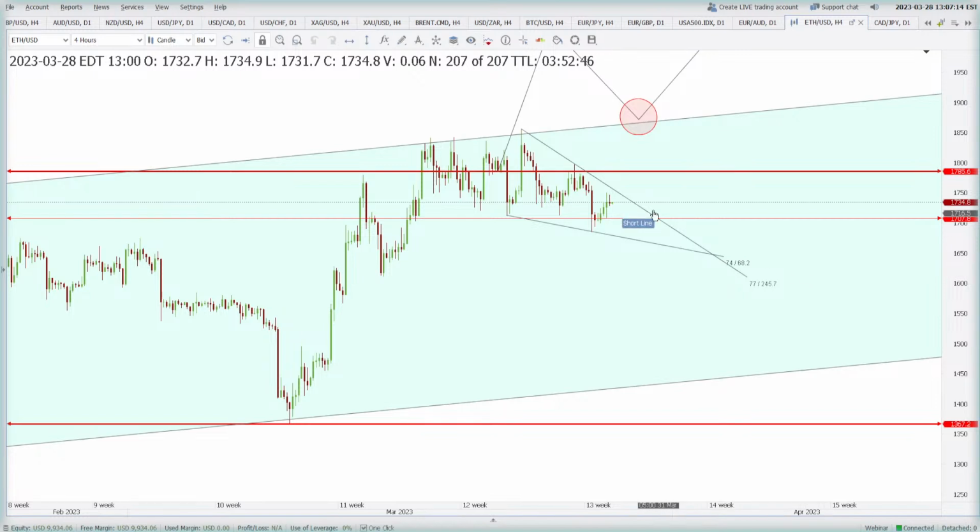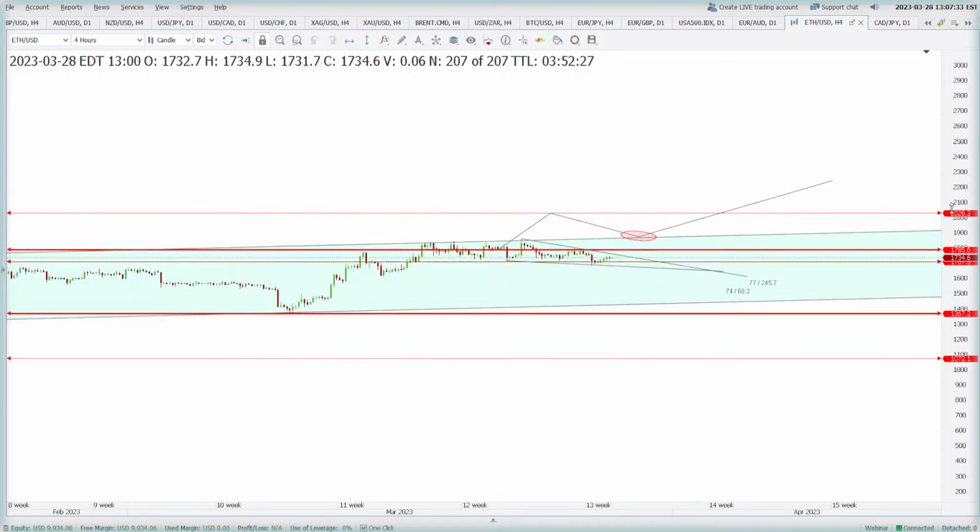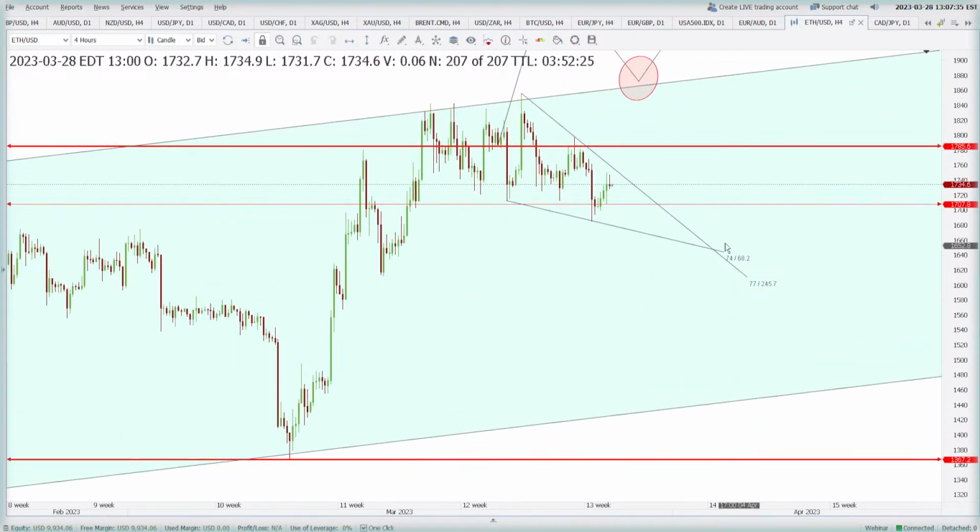The funda is same. 1785 is the resistance, 1707 is the support. We need a break above 1785 and even a break above this rising channel's line. Where we need a breakout above that, and then let us have a support here, and then we can actually buy this market with the target of 2028 and maybe 3577 on the upside. But right now it is consolidating. We don't know which way it is going, so we just chill out and wait for the breakout.